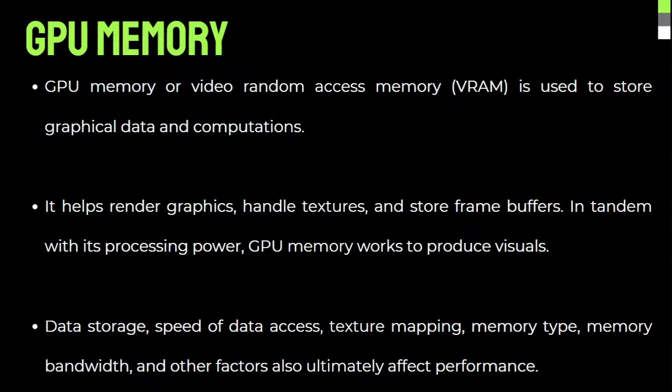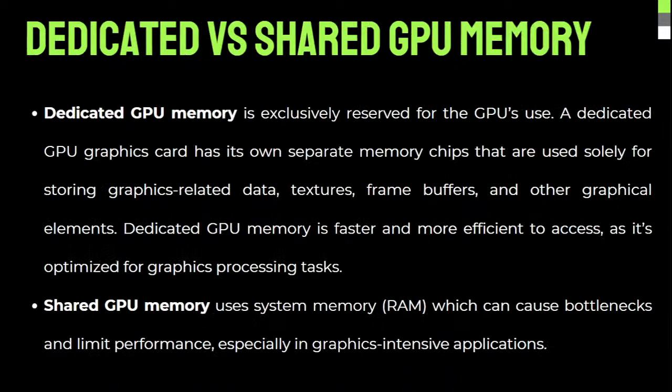So the GPU has memory, which we call video random access memory, VRAM, which is used to store graphical data and computations. It can help render graphics, handle textures, and store frame buffers. With its processing power, the GPU works to produce visuals. Data storage, speed, data access, texture mapping, memory type, and bandwidth also affect the performance. There are two types of memory, dedicated and shared, and each has its advantages.